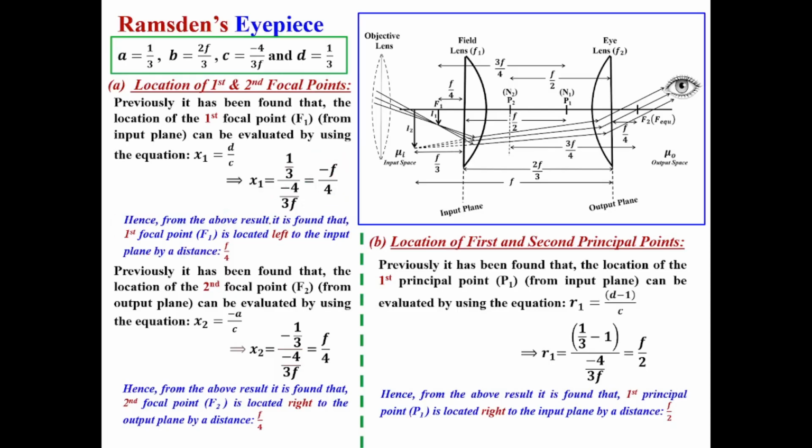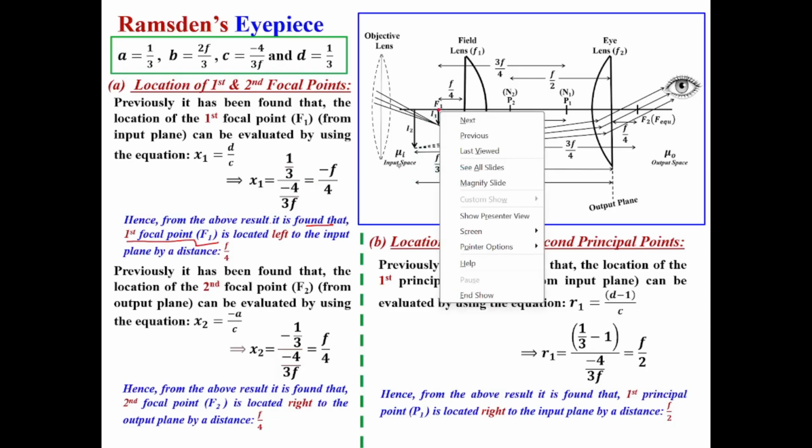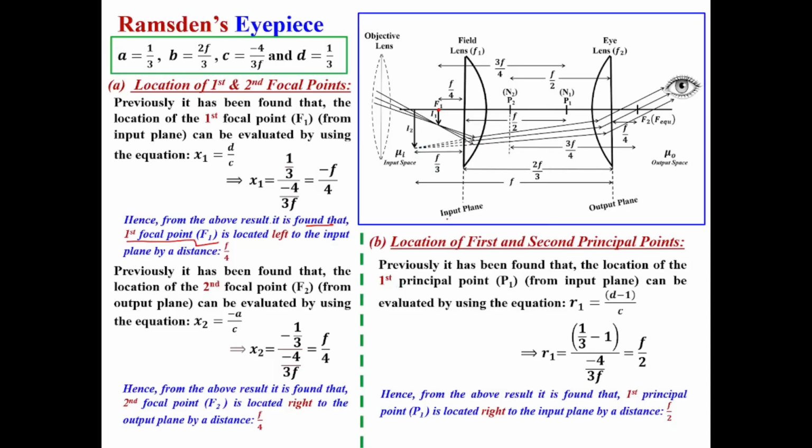Hence from the above result it is found that the first focal point f1 is here. The input plane is this dotted line. From the input plane we have to move left a distance of f by 4. Hence, from the above result it is found that the first focal point f1 is located left to the input plane by a distance f by 4.